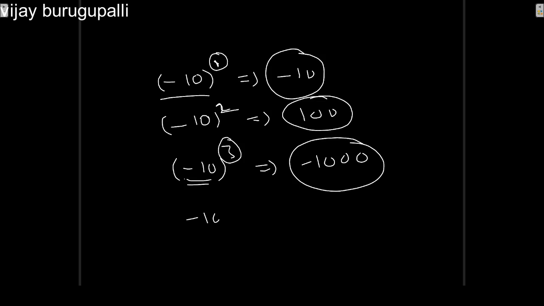For example, if you take minus 10 to the power of 4, then you can write it as 10,000. This is a positive value. If the exponent is even for a negative base value, then the result will be a positive number. If the exponent is odd, then the result will become a negative number.